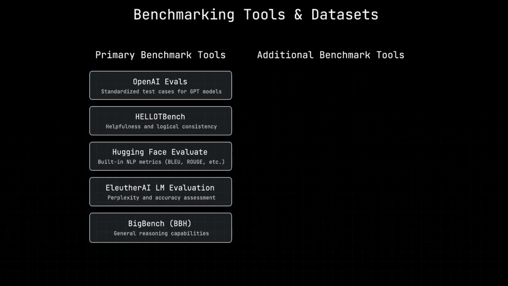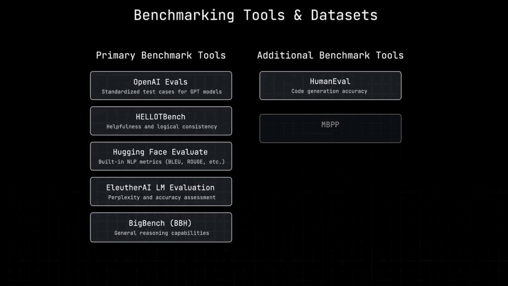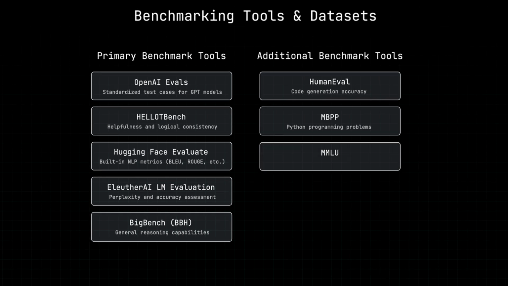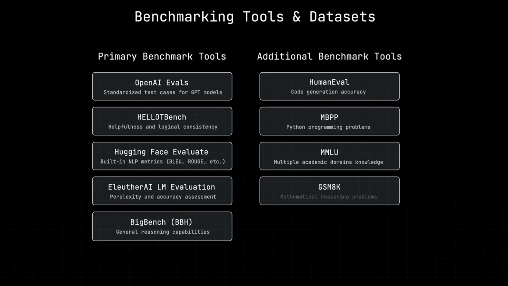Additional benchmark tools include HumanEval, which measures code generation accuracy. MBPP evaluates performance on Python programming problems. MMLU assesses general knowledge across multiple academic domains. GSM8K focuses on mathematical reasoning at a grade school level.